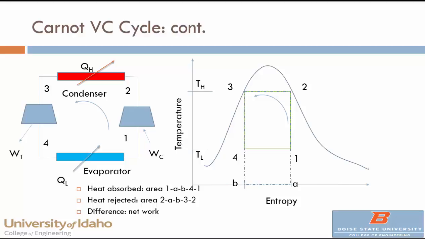And so remember what we said about areas. We have the area from 1, A, B, 4, 1, this lower area I'm highlighting here. This represents the amount of heat that's being absorbed by the evaporator. That's what we're trying to accomplish in a vapor compression cycle. And the heat rejection is this bigger area, 2 to 3, and then down to A to B again. And the difference between those two is the net work, which is the compressor work minus the turbine work that's coming back.